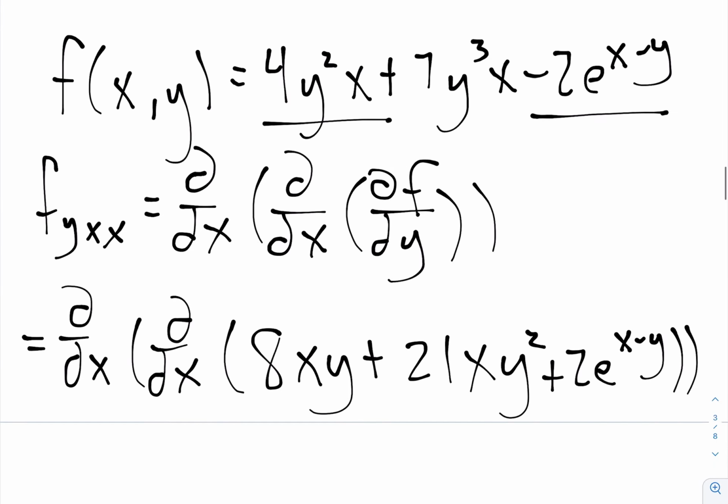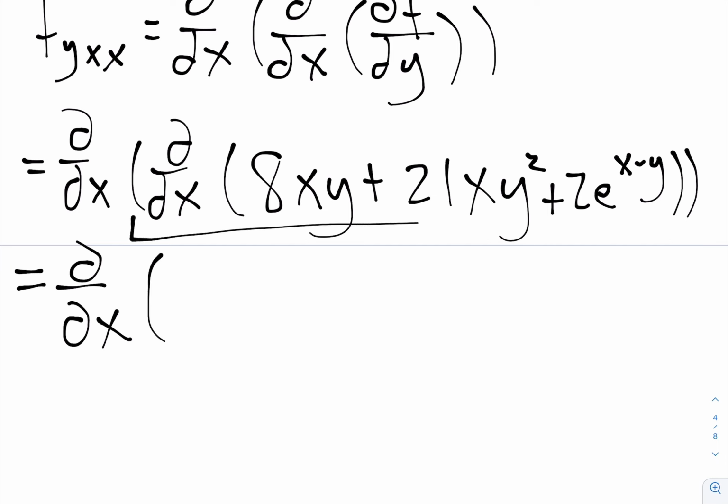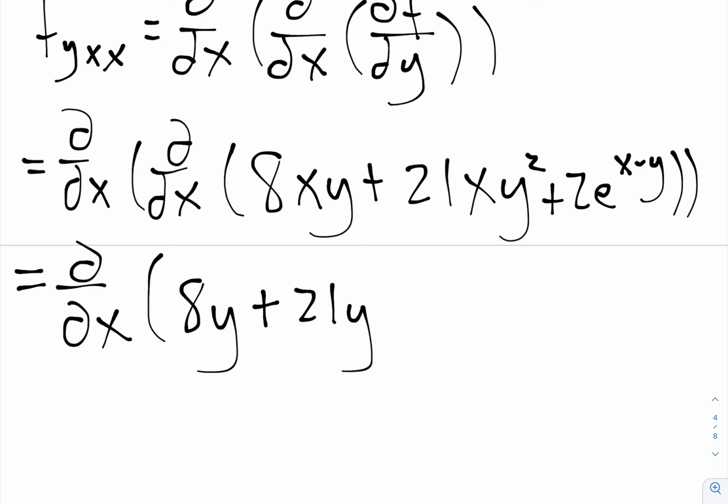So now that we have this, we can differentiate it further with respect to x. So we still have this partial x on the outside. Now we're differentiating this stuff with respect to x. So x is our variable, everything else is constant. This is going to be 8y plus 21y squared plus 2 times e to the x minus y.